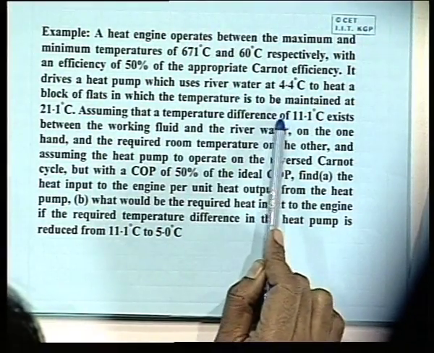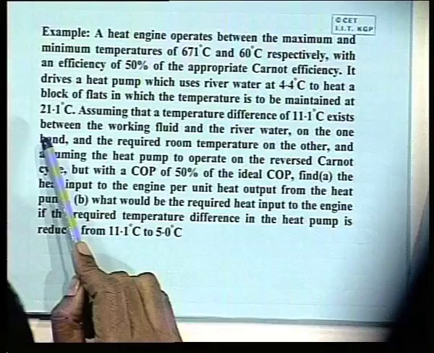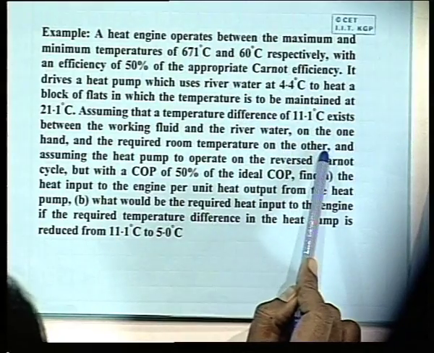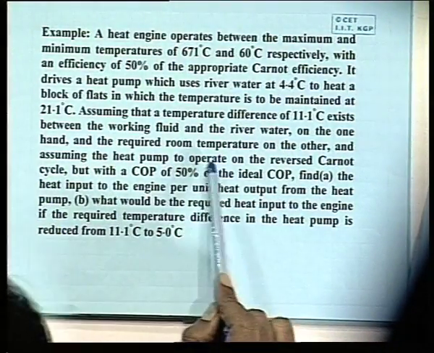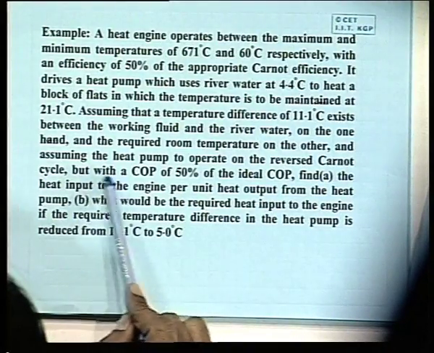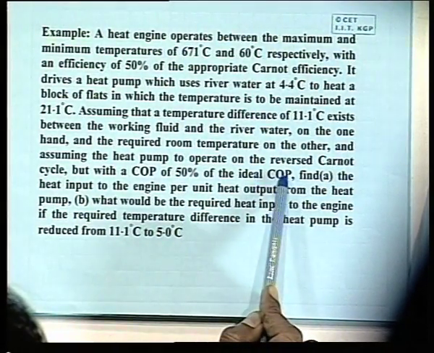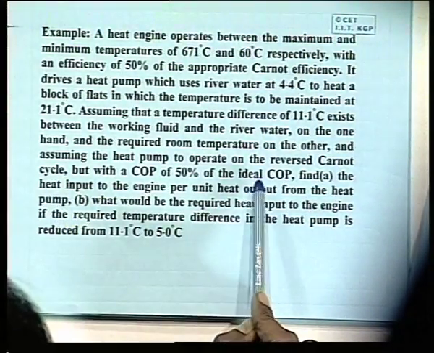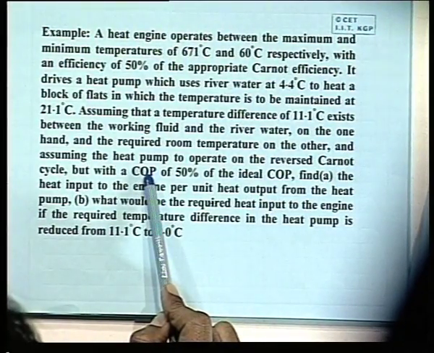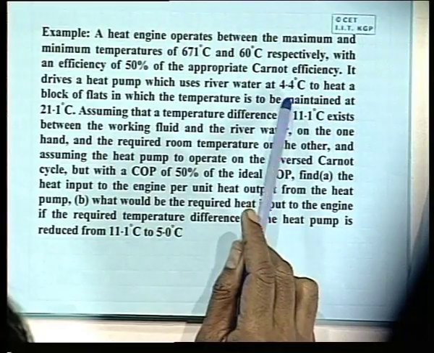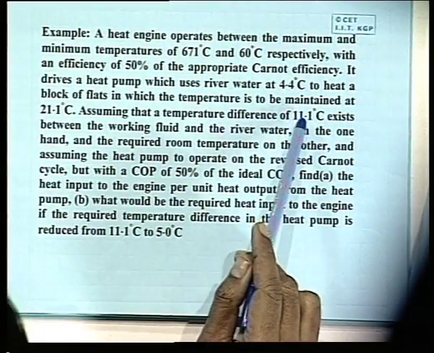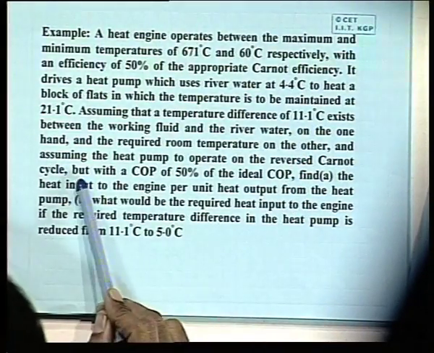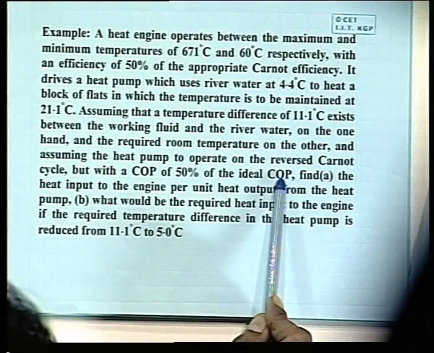Assuming that a temperature difference of 11.1 degrees Celsius exists between the working fluid and the river water on the one hand and the required room temperature on the other, and assuming the heat pump to operate on the reversed Carnot cycle, but with a COP of 50% of the ideal COP. A reverse Carnot cycle means an ideal or a reversible heat pump. So, this heat pump is an irreversible heat pump, and you can very well recognize that there is an irreversible heat transfer because of the finite temperature difference of 11.1 degrees Celsius. This is one of the reasons. So, the COP of this heat pump is 50% of the ideal COP.